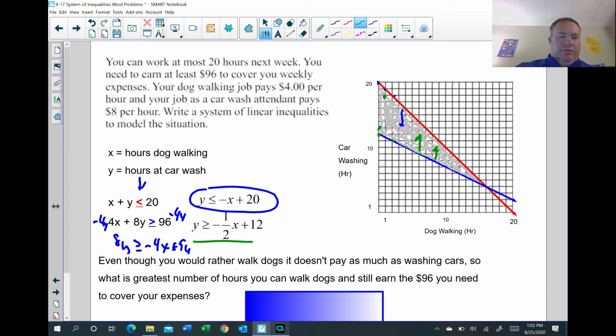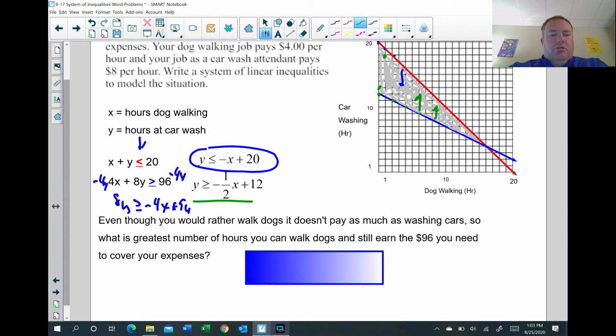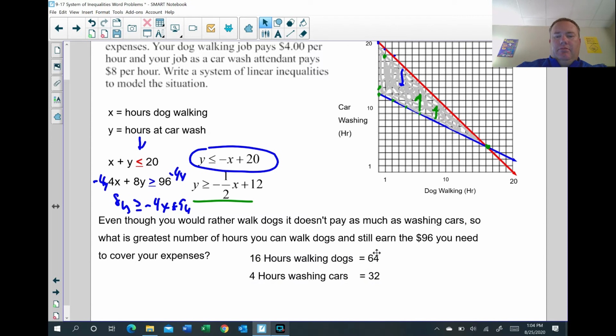Now, what I want us to see is this bottom part too. Even though you would rather walk dogs, it doesn't pay as much as washing cars. So what is the greatest number of hours you can walk the dog and still earn the $96 you need to cover your expenses? Well, ladies and gentlemen, as you're going to see, that is going to be the intersection point. An intersection point is going to give you that 16.4, okay?